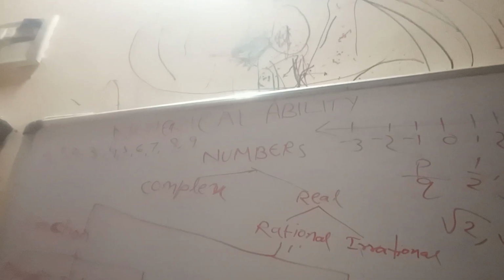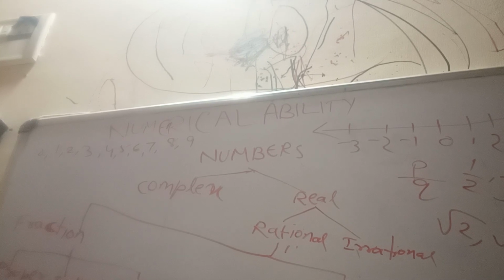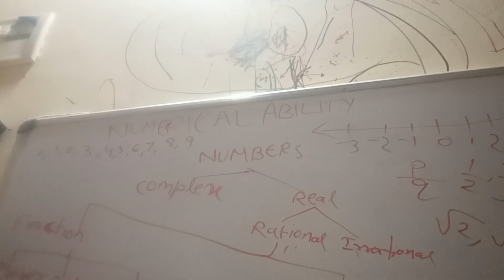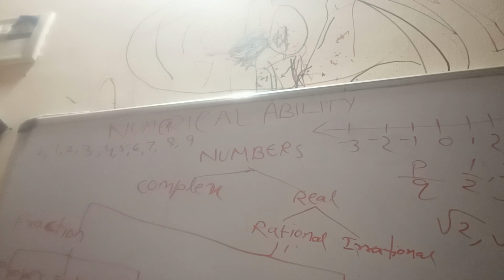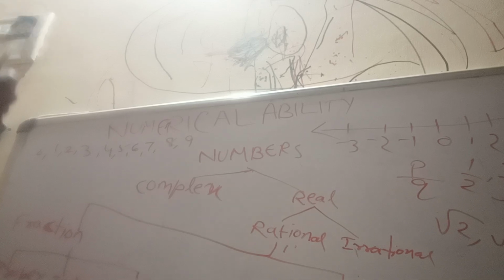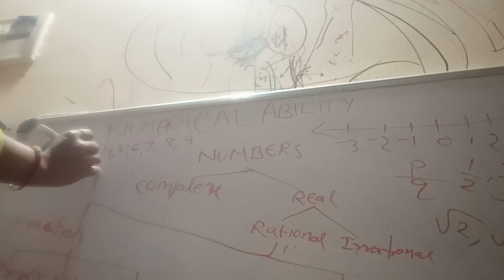And next is non-negative integer. That means 0. 0 is neither positive nor negative. Hence 0, 1, 2, 3 all are non-negative integers. Now non-positive integer. Non-positive integer means 0, -1, -2, -3, like this.